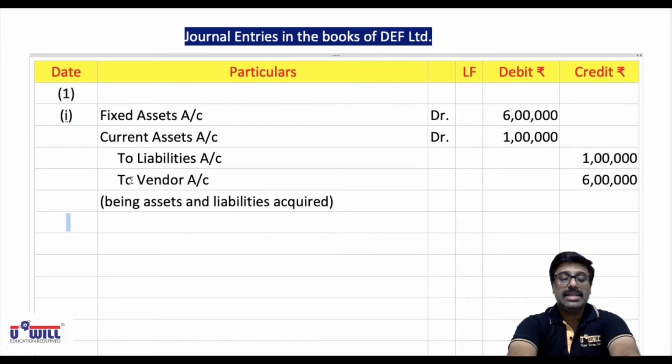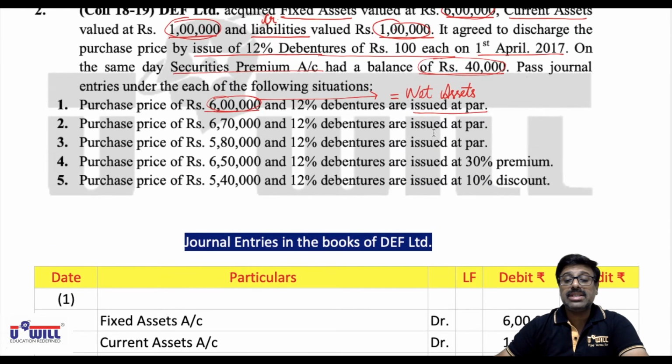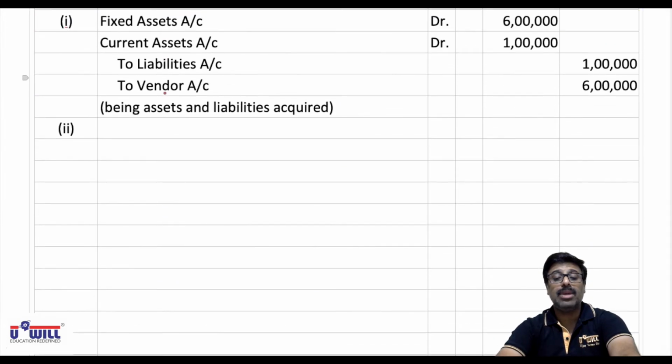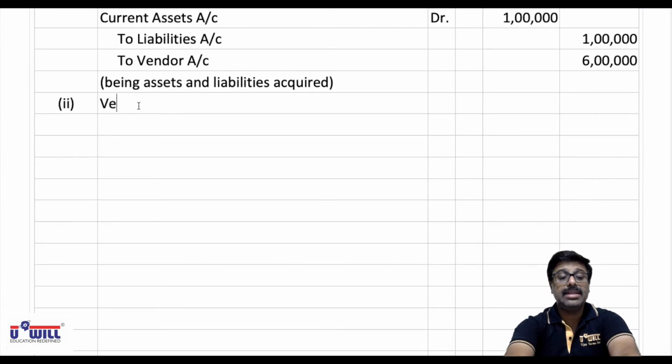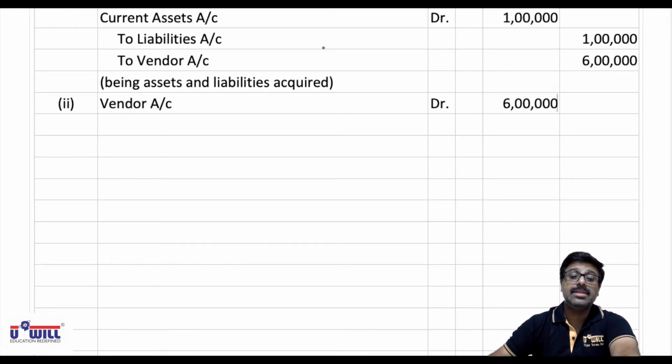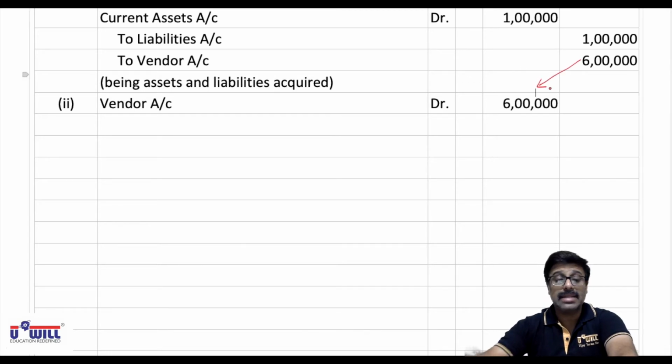Now, second entry we will pass for issue of debentures. Here the debentures are issued at par. So I told you particularly that workings will be required when the debentures are issued at premium or discount. Here they are issued at par, so any workings of number of debentures won't be required. Directly you can pass the entry. Vendor is the receiver, debit the receiver. So vendor account debit with 6 lakhs. This same amount. What we are supposed to pay to the vendor is 6 lakhs.